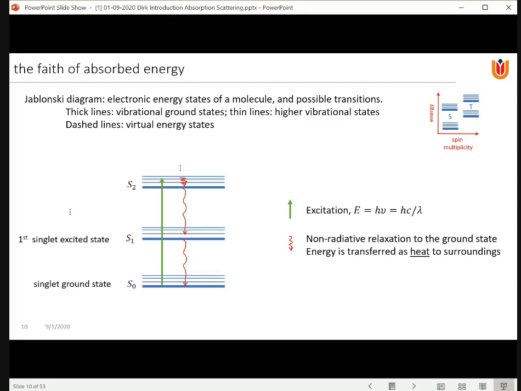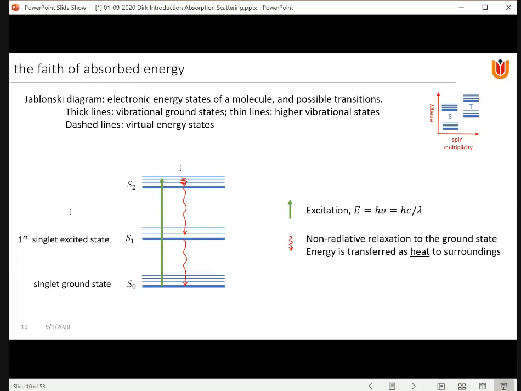So the question now is, if that light is absorbed, what happens to it? One way of looking at the different processes is by means of this Jablonski diagram. Are you familiar with the Jablonski diagram? If you're not, that's okay. You are.